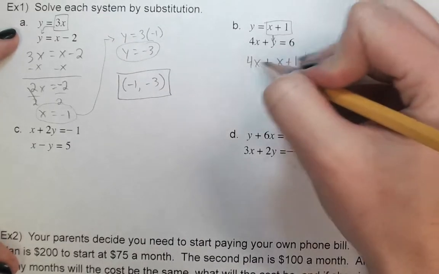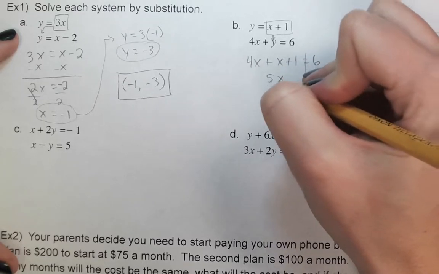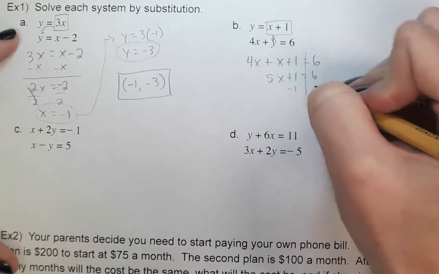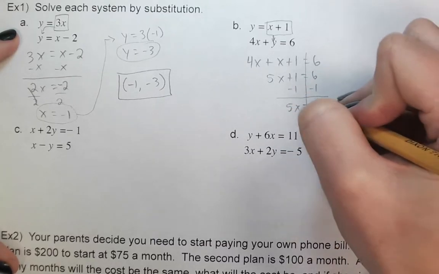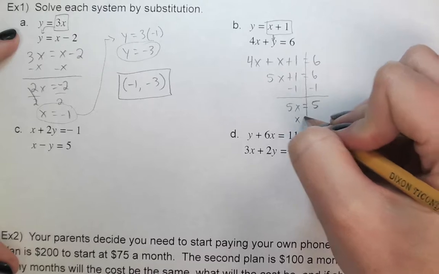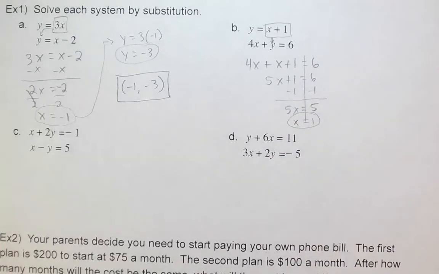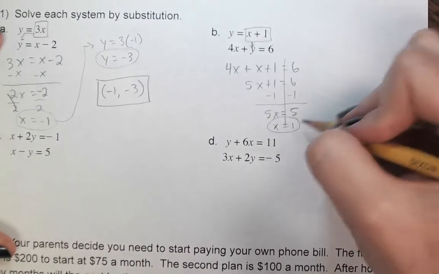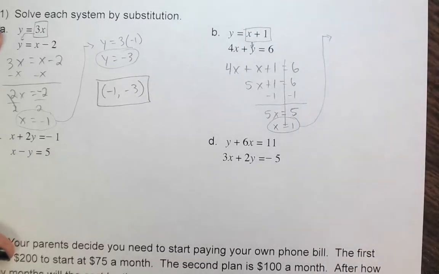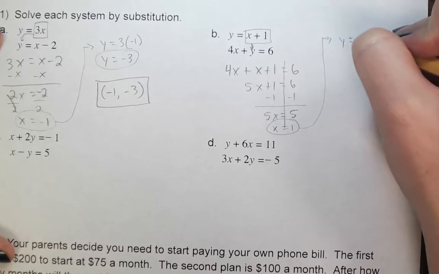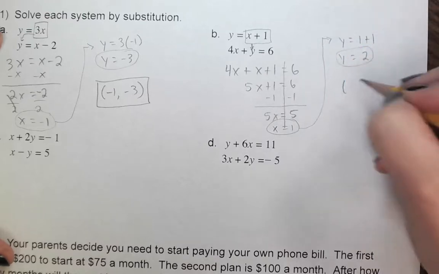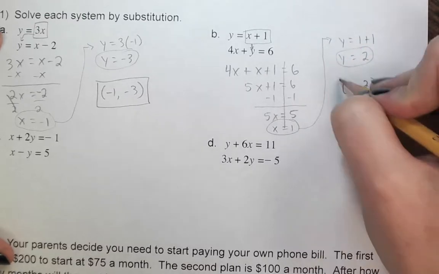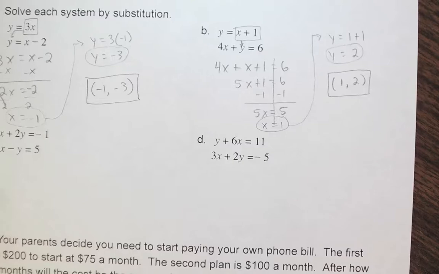So I have a 4x plus an x is a 5x. I'm going to subtract 1 from both sides. Divide both sides by 5, and you would get x equals 1. So then we're going to take that and plug it back in. You can plug it into whichever one you want. This top one is easier, so that's the one that I would plug it into. And I get y equals 2. So my solution is the point 1, 2. And make sure that you put the x coordinate first.